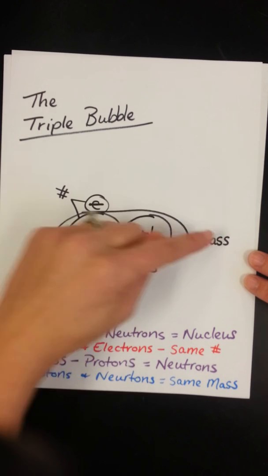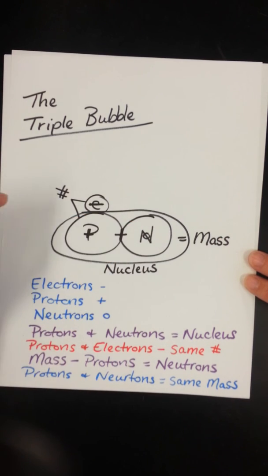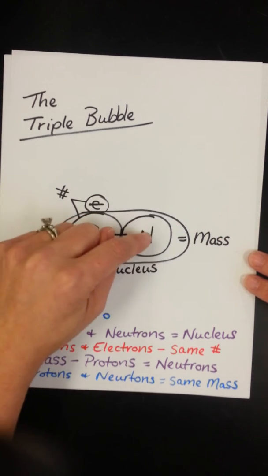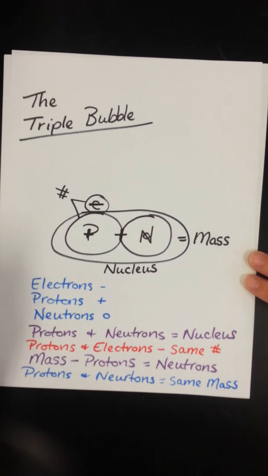When you take the mass and you subtract the protons, it leaves you with how many neutrons there are, because when you add protons plus the neutrons, that equals the mass. Protons and neutrons have the same mass, that's why they're both the same size. Electrons have less mass, they're lighter.